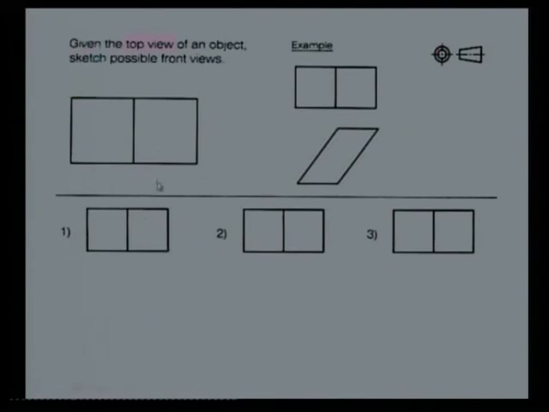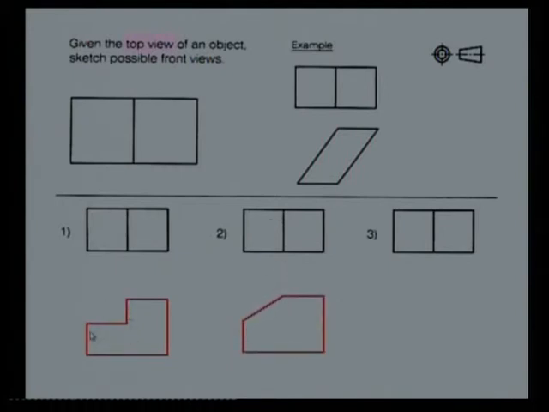Now some problems for self practice I am giving you. Three views are there. Given the top view of an object, sketch possible front views. This is an example. This is the top view. What could be its front view? One is here. This is the top view, then this would be its front view, right? You can draw any one. For this case, this is the possible front view. For this case, one more possible front view would be like this, right?